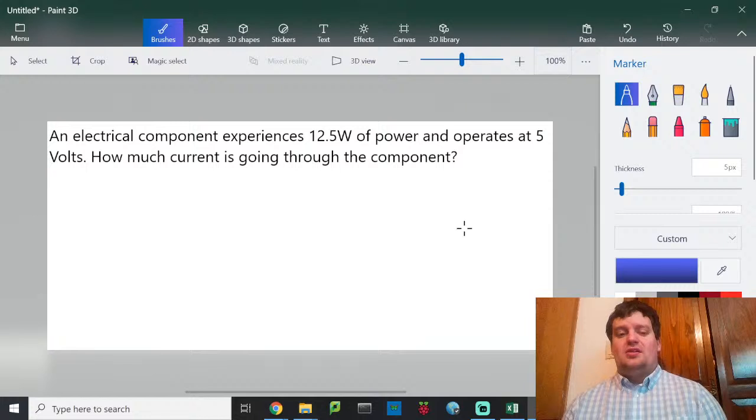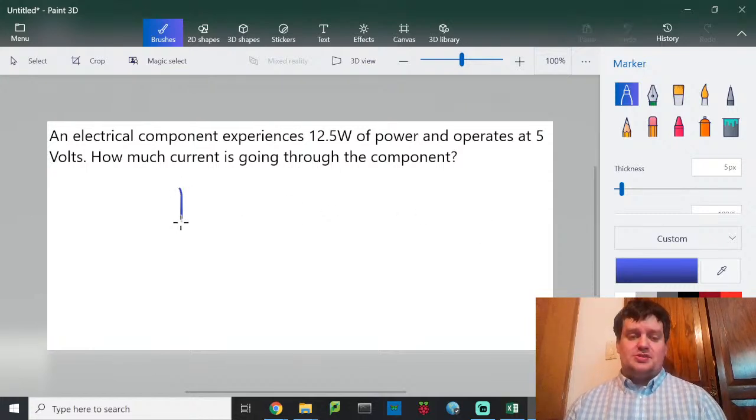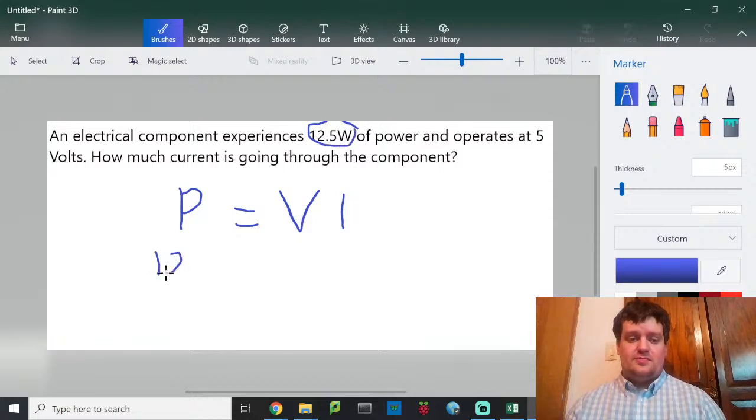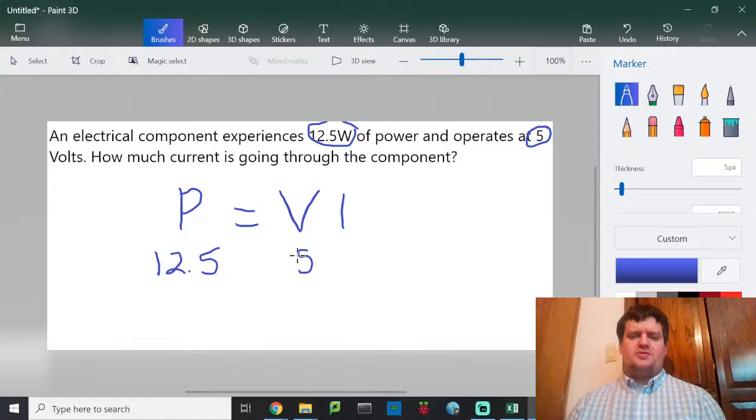Well, how do we figure that out? Well, we use our trusty equation that I've already given you. P is equal to VI. Now here, watts is a unit of power, so here you know this is 12.5. Volts is a measure of voltage, so this is equal to 5. So we've just identified what we know, and given two of those values, we can figure out the third. So how much current? Well, it's going to be 12.5 divided by 5. So I is going to be equal to 2.5 amps.